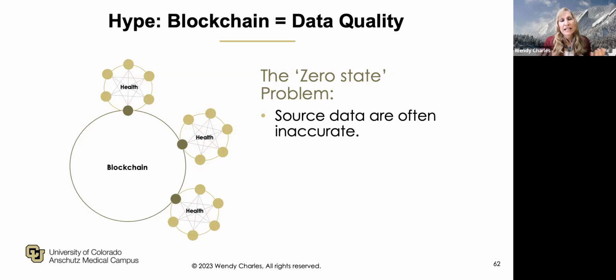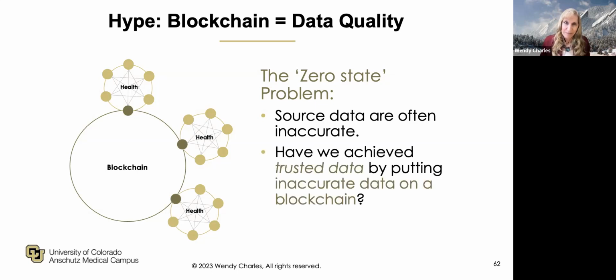And one issue that comes up is what we call the zero state problem: if source data are inaccurate, and we know that from conducting clinical research. How many queries have we had to fix? How many times have we had to sit down with research participants going over their diary? And we know that some data isn't accurate. Lord knows how inaccurate the health information records are. So then we have to ask, well, have we achieved trusted data by putting inaccurate data on a blockchain? Did that really solve our problems?